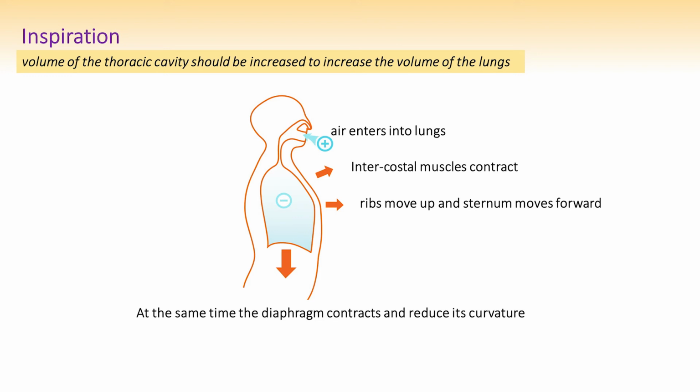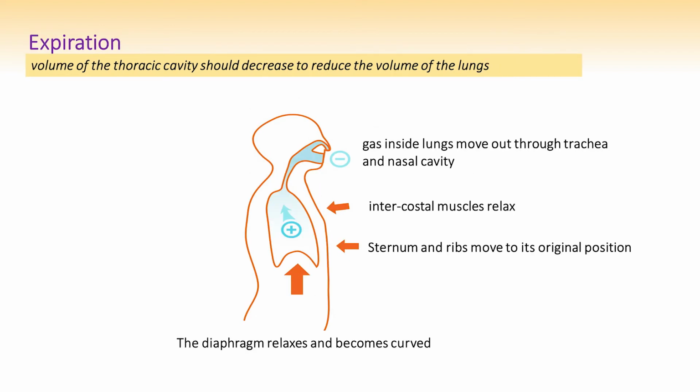When the chest is fully expanded, the intercostal muscles are contracted, ribs are moved up and sternum is moved forward, and the diaphragm is flat. That is because of the contraction of the muscles. When the muscles of the diaphragm contract, the curvature of the diaphragm is reduced and the diaphragm lies in a flat position, increasing the volume of the thoracic cavity and the lungs.